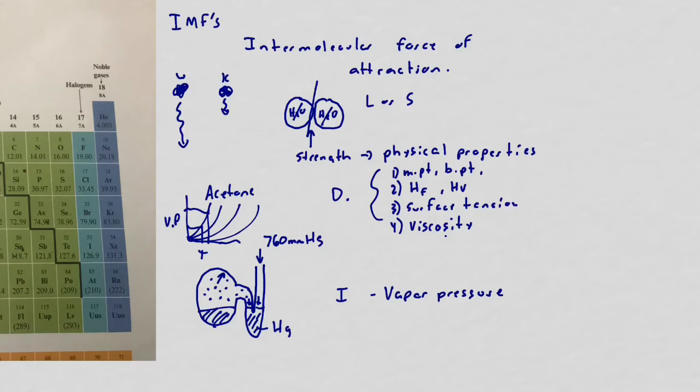Acetone at every given temperature had the highest vapor pressure. Why did it have a high vapor pressure? Because the molecules easily evaporated. So there are more molecules, which cause more pressure, which would cause this to go down on this side, up on the other side. Right?